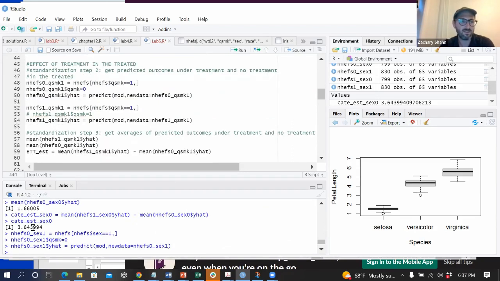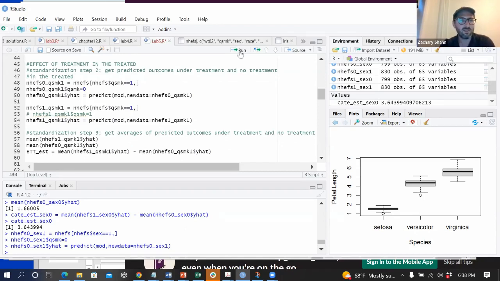Keep in mind, there's this difference of 0.25 pounds between the two subgroups, and later we'll bootstrap to find the standard error of that difference between the effects in the two subgroups to see if there's actually a statistically significant difference in the effect of quitting smoking on weight gain between men and women. But first we'll do effect of treatment on the treated.